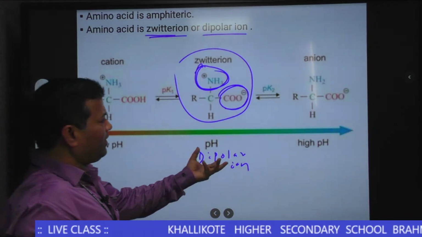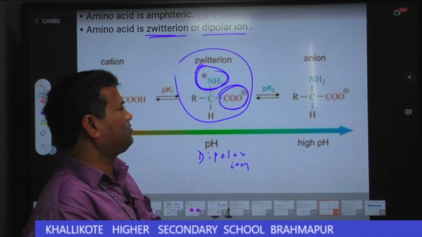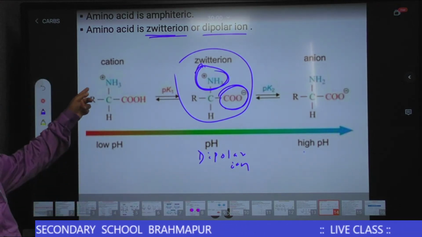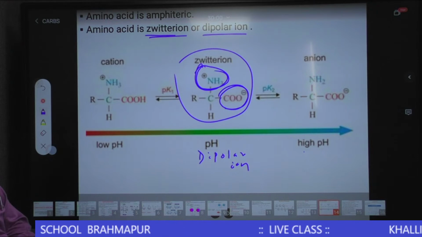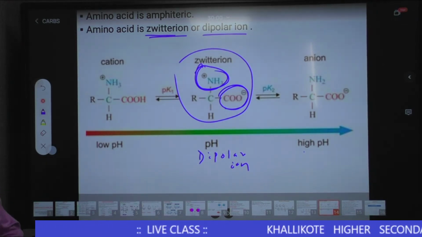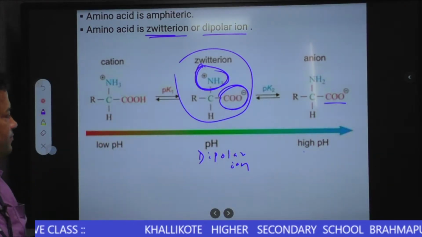But under alkaline medium, the carboxyl group is dissociated, whereas in acidic medium the amino group is protonated. Protonated means proton accept and that is a proton donor.